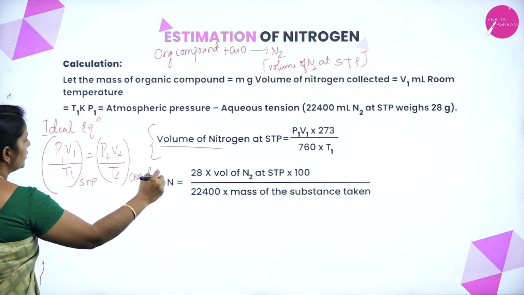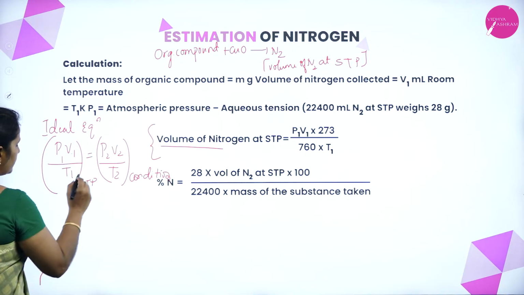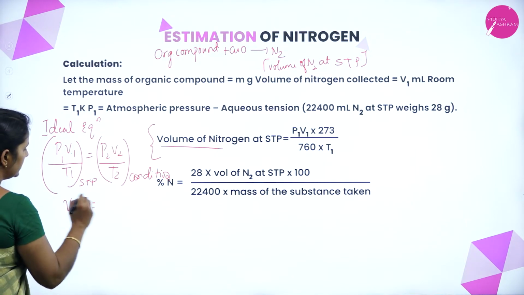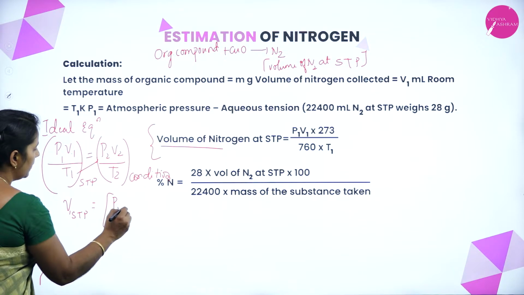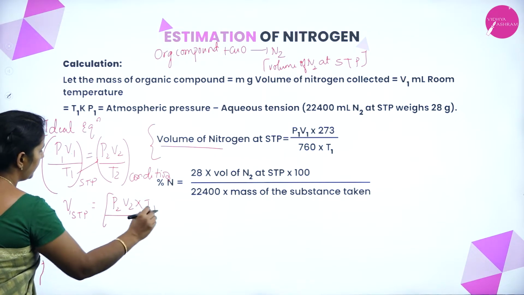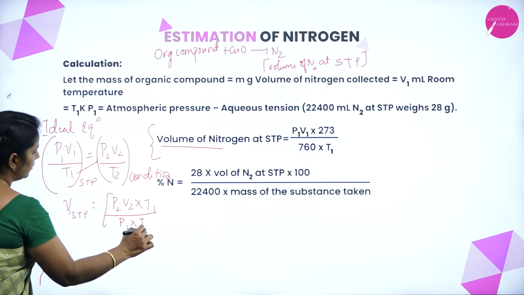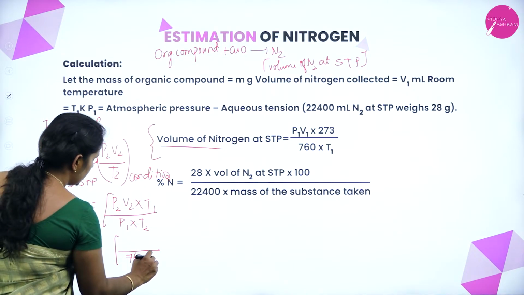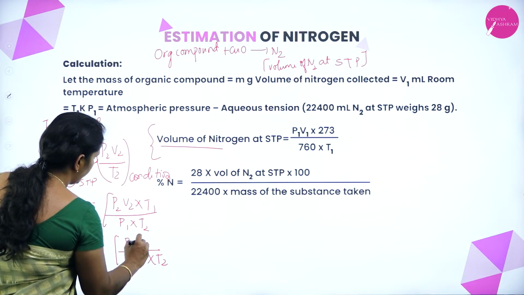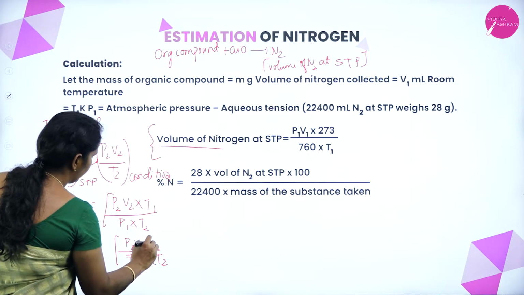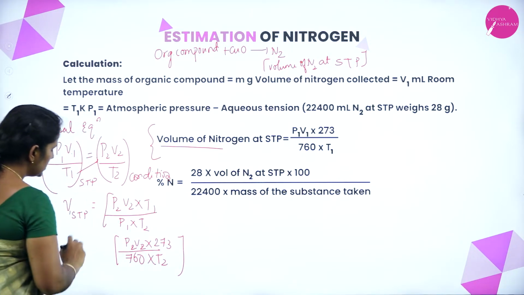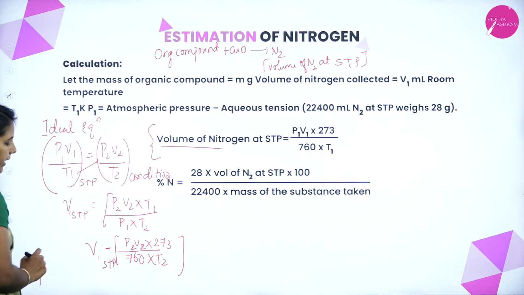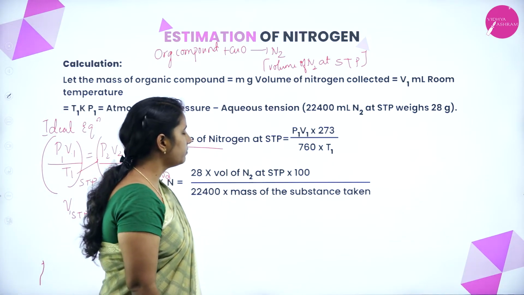Now as I told you, we need to calculate the volume of the nitrogen gas at STP, correct? So by cross multiplication, we get P2V2 into T1 divided by P1 into T2. We know that the pressure at STP is 760 mm of Hg, and the temperature T2 is 273, correct? So this is how we calculate the volume of nitrogen gas at STP. This is the equation I have written.